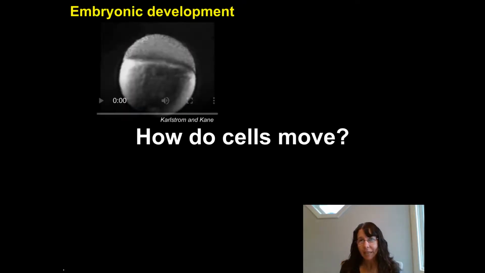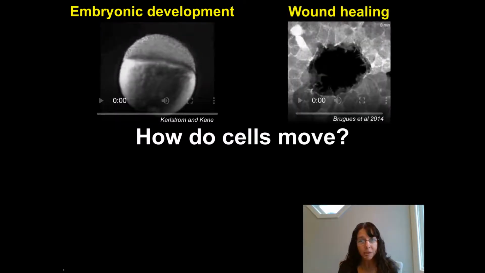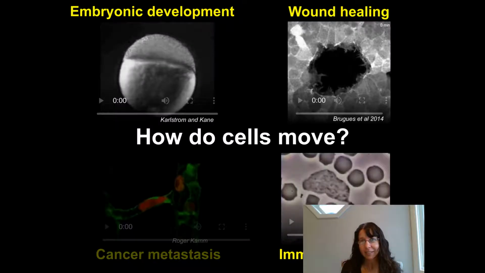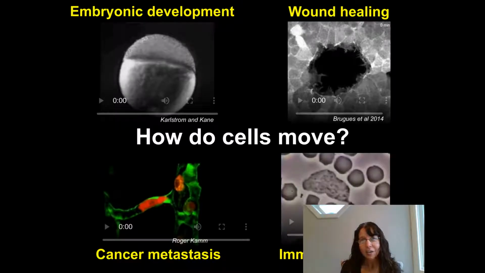Cell movement happens in the embryo during development. It happens in the adult during wound healing and the immune response, and it happens inappropriately during cancer metastasis. Errors involving cell movement can have disastrous consequences with a variety of pathological situations. And this is especially true for cell movement during embryonic development.